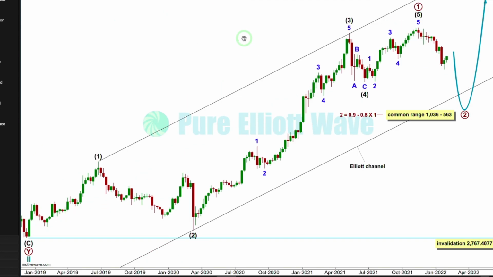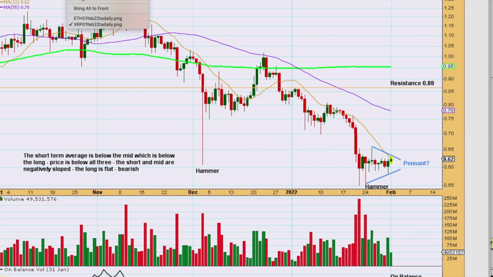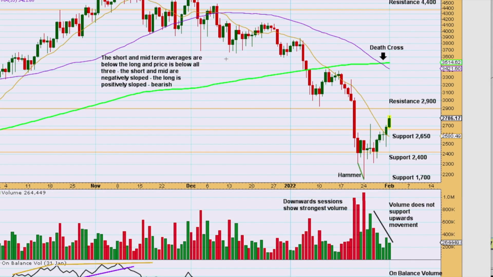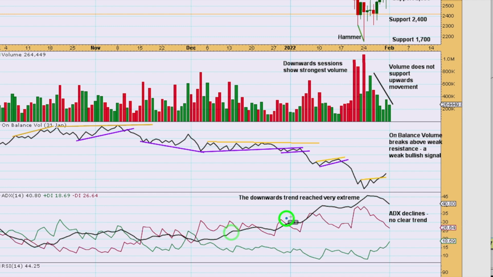I just do not want to spend too much more time on this one in terms of Elliott wave. Let's go have a look at classic analysis for it and see if there is strength off lows. So let's look at Ethereum. So here's a downward trend. ADX says yes, there's a downward trend.